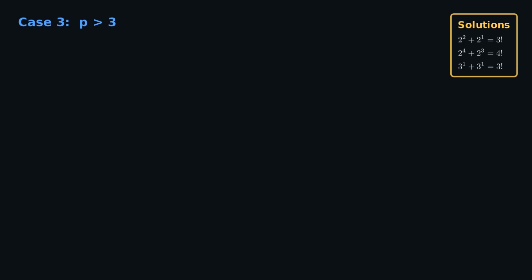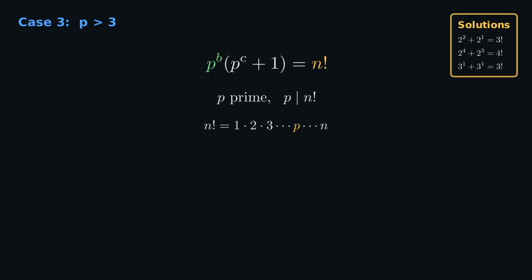Our final case is for p greater than 3, and we're going to show that there are no more solutions quite easily. So if we look at our original equation again, p to the b times (p to the c plus 1) equals n factorial, it's clear that p must divide n factorial. The only way a prime number can divide n factorial is if that prime number is less than or equal to n. And if the prime number is less than or equal to n, then p minus 1 is strictly less than n.